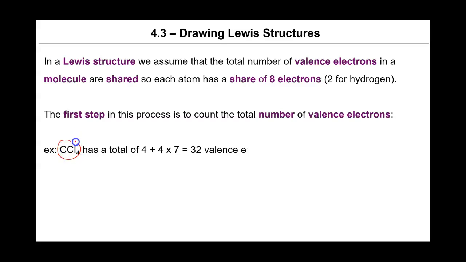So for example, if I wanted to draw the Lewis structure for carbon tetrachloride, I would count up 4 electrons for the carbon, because carbon is in group 4A, and then I have 4 chlorine atoms, and each of those are in group 7A, so I would have 4 times 7 electrons for the chlorine atoms. So adding that together, 4 plus 4 times 7 gives me a total of 32 valence electrons to construct all of the bonds and to complete all of the octets of all of the atoms.